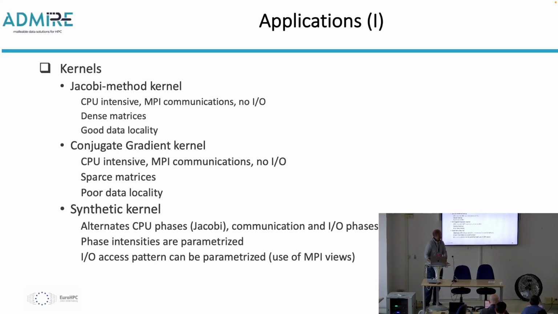So, as use cases, we have some kernels, which are the Jacobi method, which is a CPU and MPI intensive application. We work with dense matrices, and we have good data locality. Conjugate gradient is more or less the same, but using sparse matrices instead of dense matrices, so the data locality is poorer. And we have synthetic kernels that we can tune to generate different CPU, communication and I/O phases, which are good tools to test the systems.